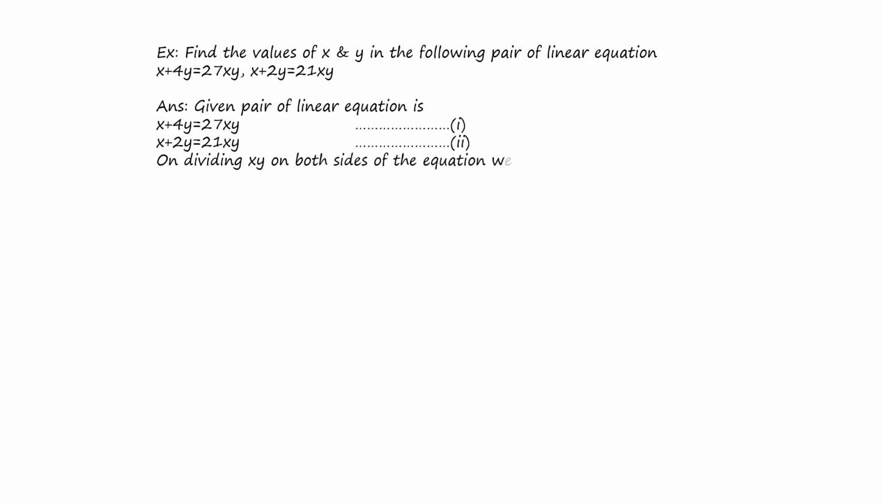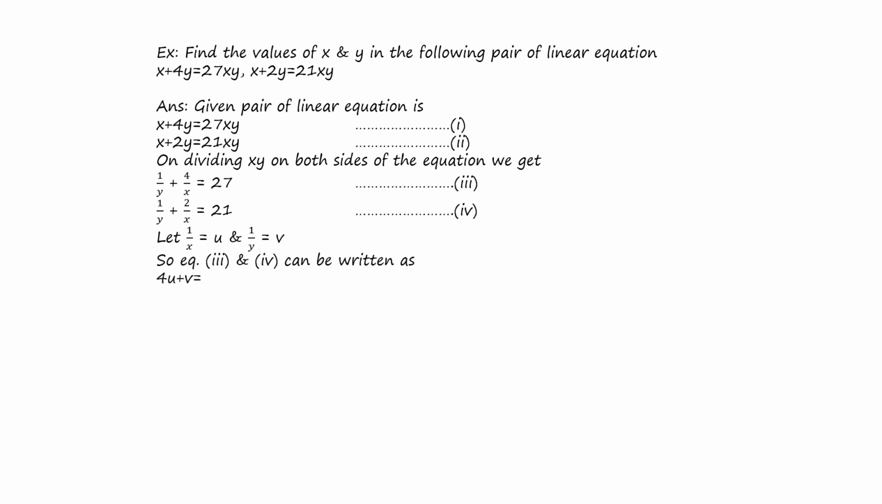Dividing xy on both sides in both equations, we get 1/y + 4/x = 27. Let this be the third equation, and 1/y + 2/x = 21. Let this be equation 4. Let 1/x = u and 1/y = v. So equation 3 and equation 4 can be written as 4u + v = 27. Let this be equation 5, and 2u + v = 21. Let this be equation 6.